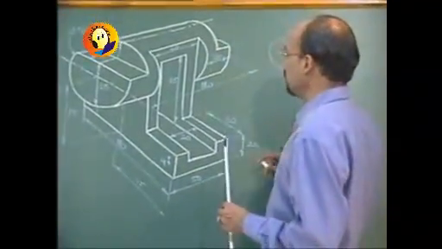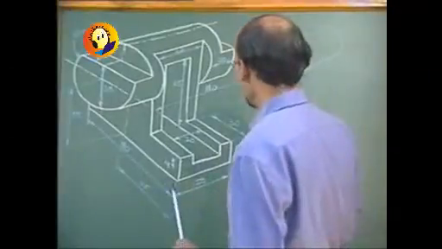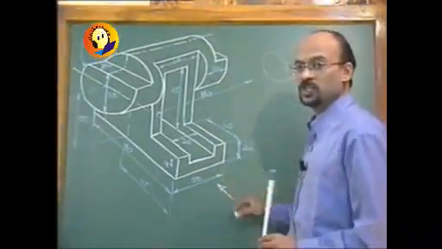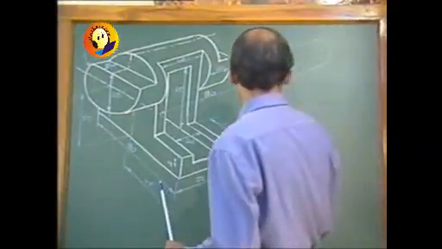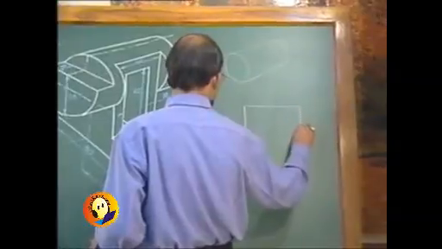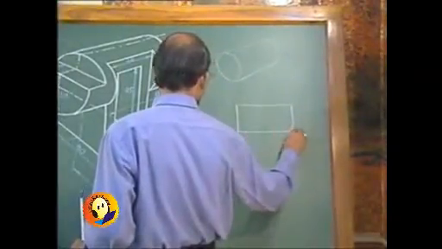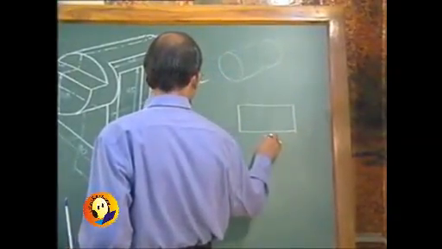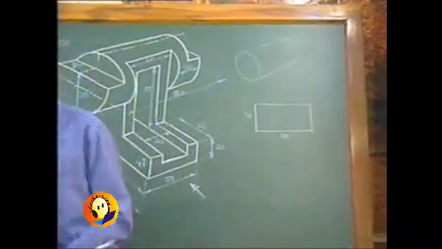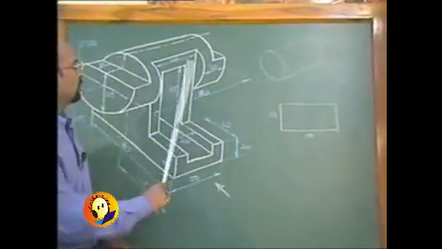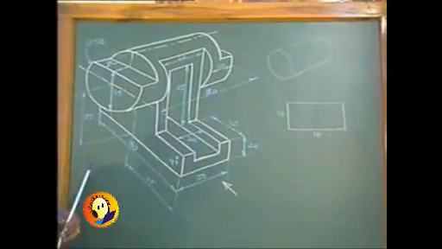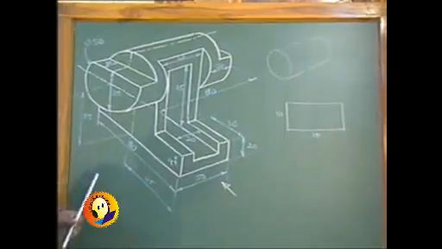If I start drawing this particular cylinder in the front view, this will be as usual our front view direction. So in the front view, it will appear as a rectangle. The rectangle of dimensions 110 by 50. This cylinder will appear as a rectangle. There should be no confusion in this part also.